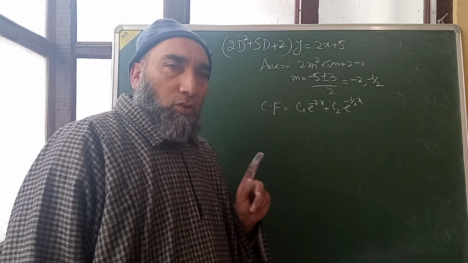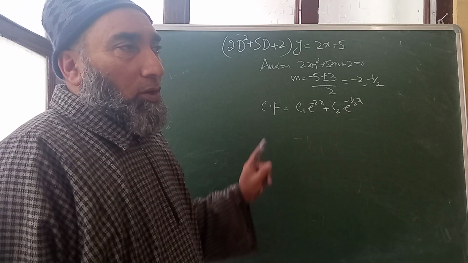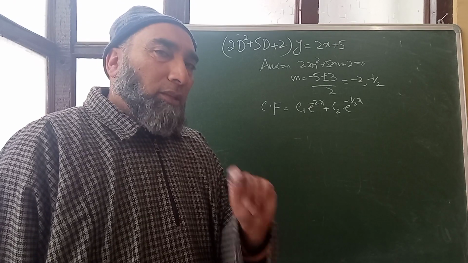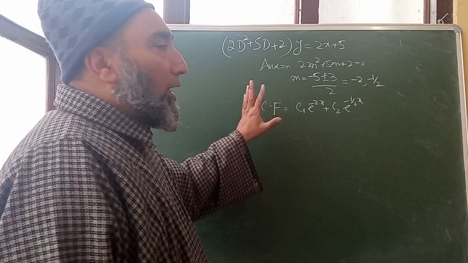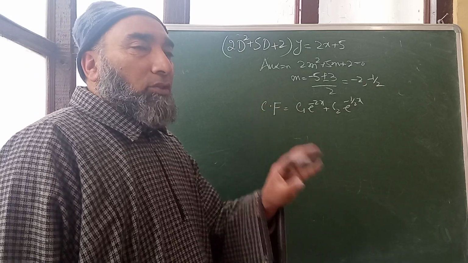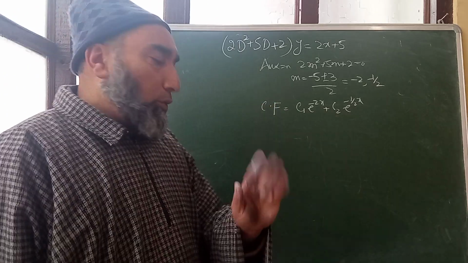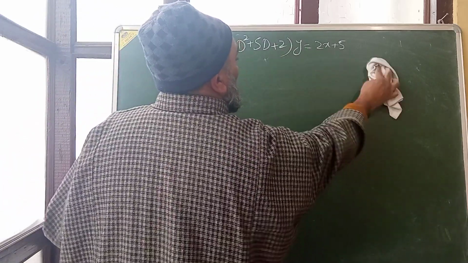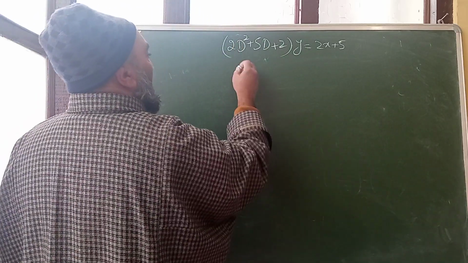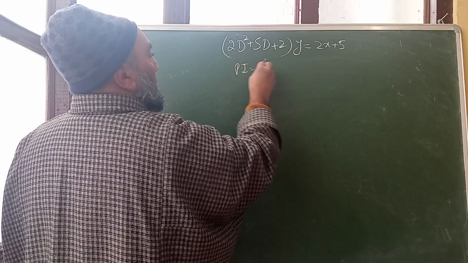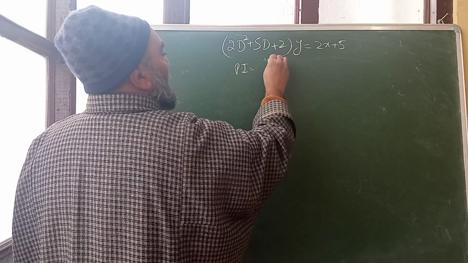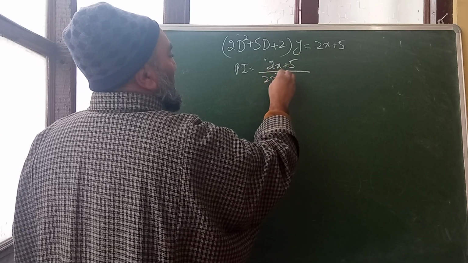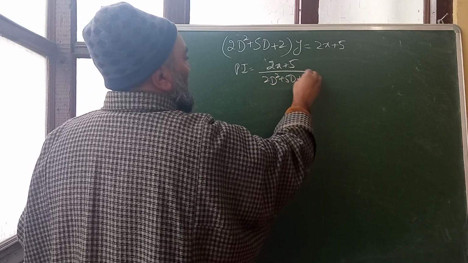Remember yesterday's last question. This is the same question. Why I had taken y equal to x as a solution, I will be showing that this x is actually the actual particular integral. Now, particular integral: 1 upon 2d square plus 5d plus 2, operating on 2x plus 5.